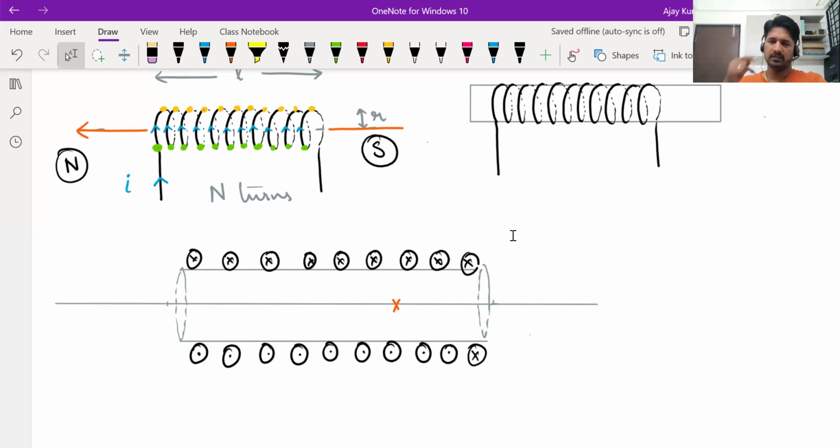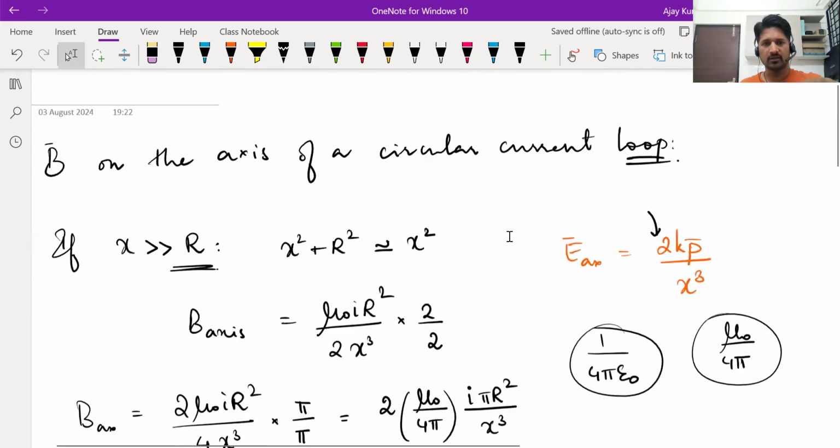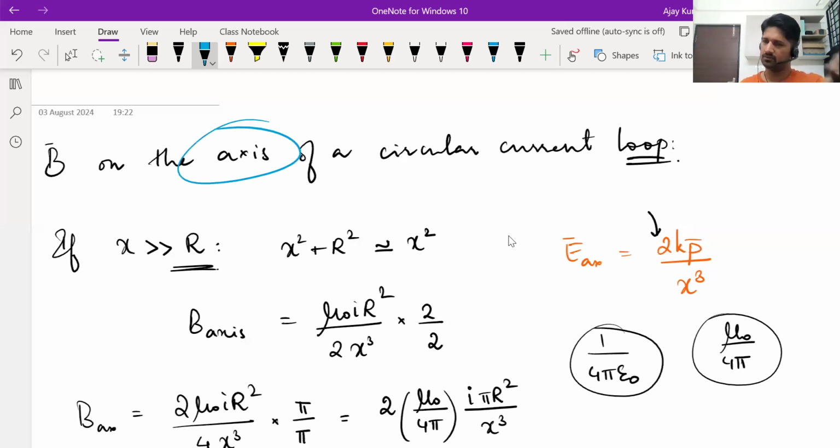In this case, the solenoid is formed by tightly winding a wire in circular loops. We know the formula for the field produced by one circular loop. We can use that to derive the field at this point, and we integrate that over the entire solenoid. We can get the complete magnetic field of the solenoid on its axis. And why particularly the axis? Because we know the field of a circular loop on its axis only. Away from the axis, we don't know the field. So in the solenoid also, let us not go away from the axis.